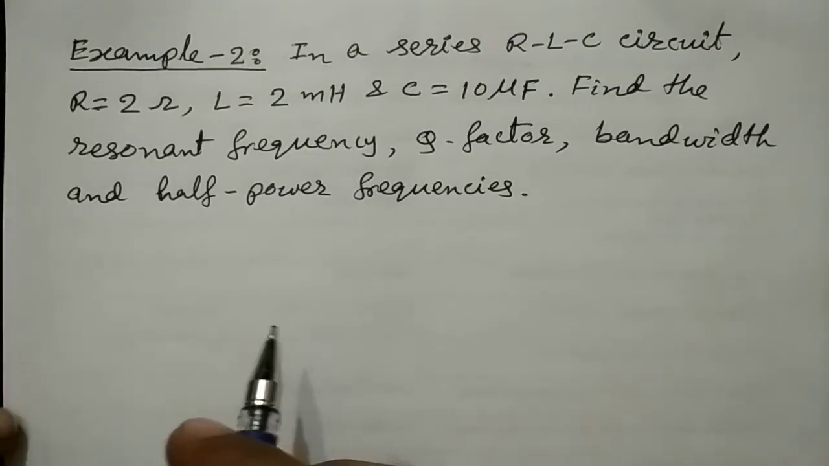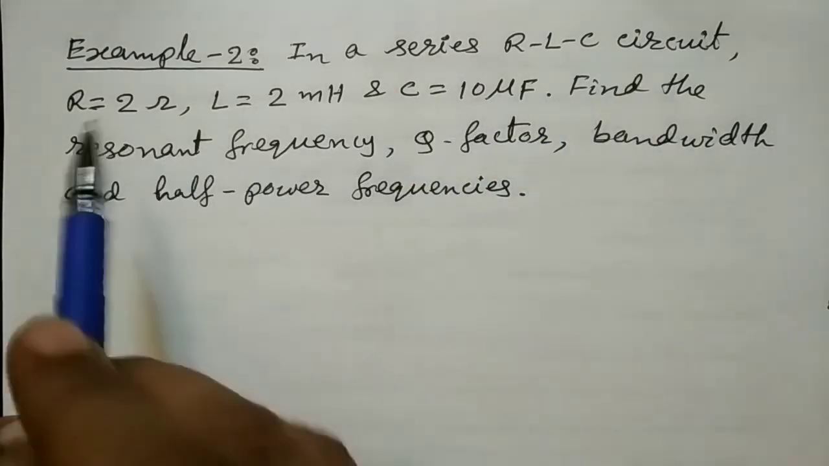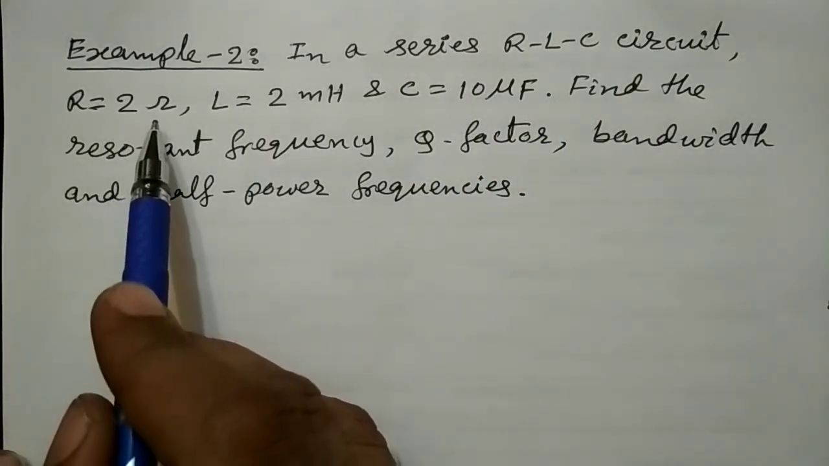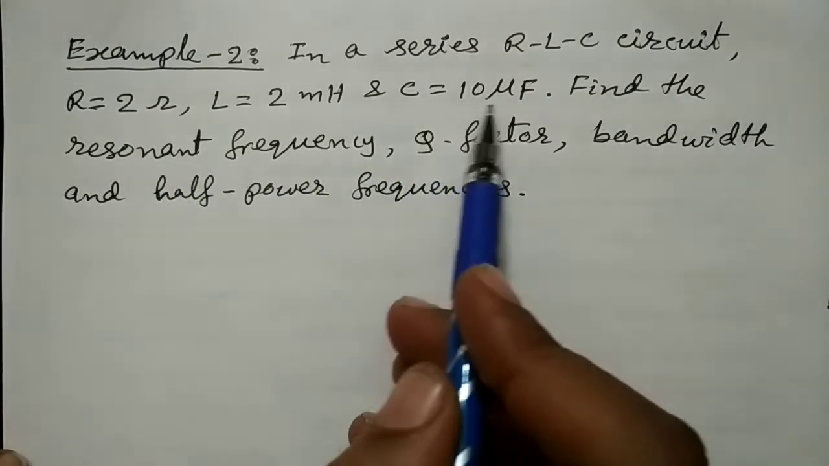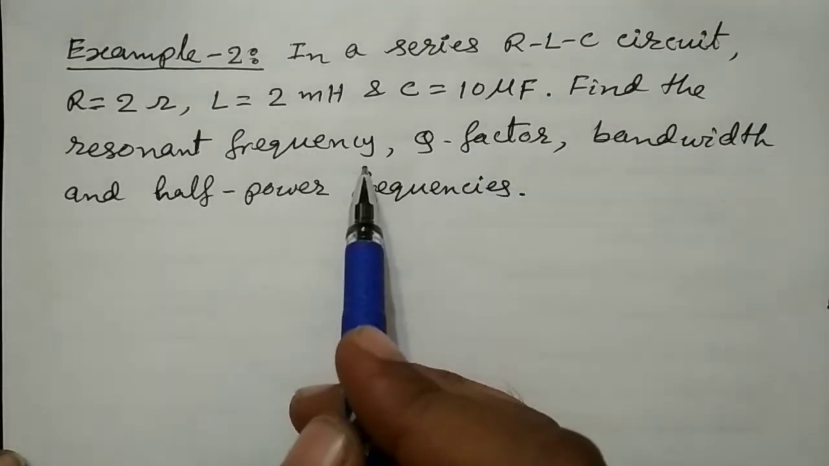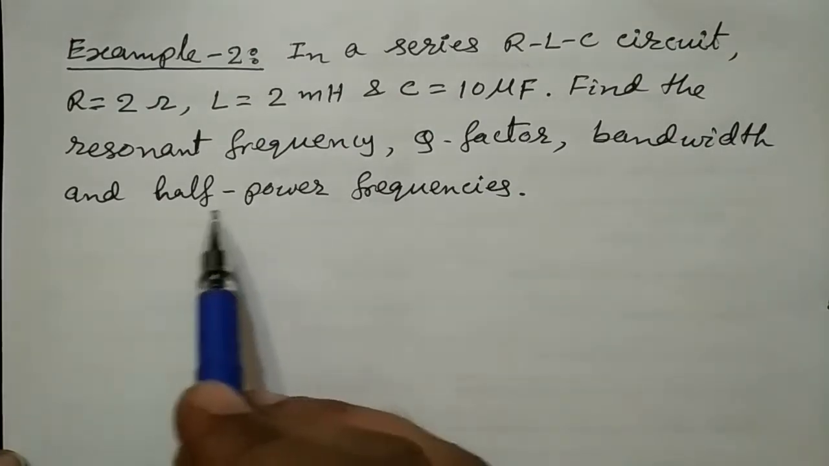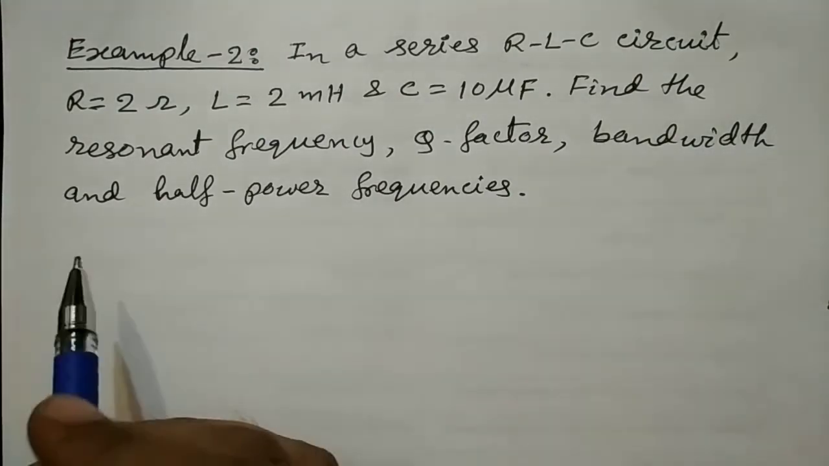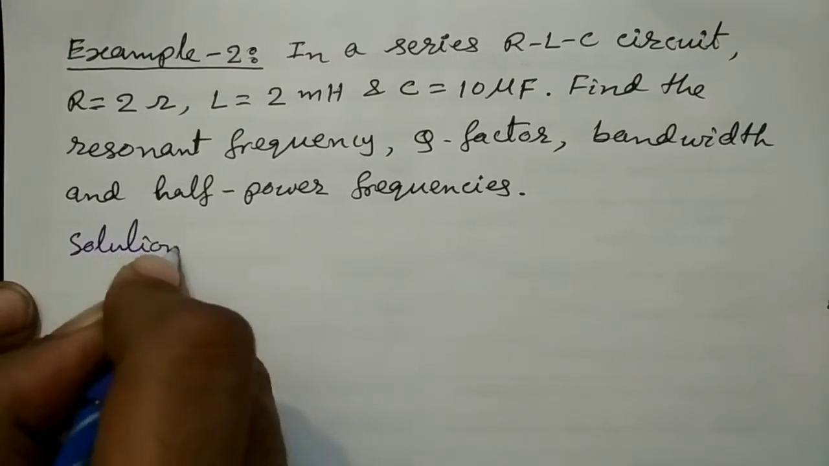The second example is, in a series RLC circuit, the resistance is 2 ohms, inductance 2 millihenry, and capacitance 10 microfarad. So find the resonant frequency, quality factor, bandwidth, and the half power frequencies. So the solution.